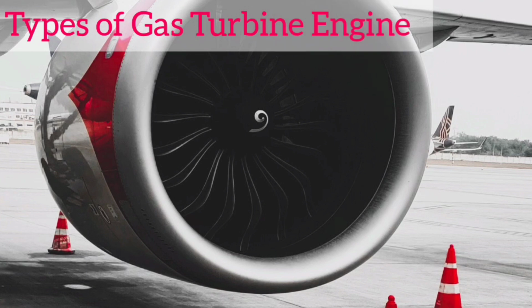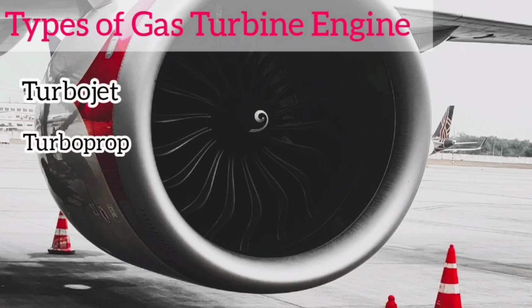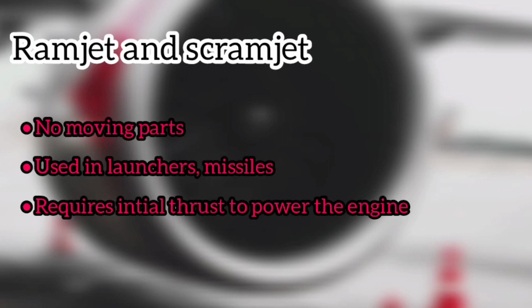And there are different types of gas turbine engines. They are the turbojet engine, turboprop engine, turbofan engine, and turboshaft engine. And there are other engines like the ramjet and scramjet, which are not used by aircraft but are mostly used by launchers, which require initial thrust to power up the engine. A gas turbine engine is a heat engine which uses air as a working fluid.